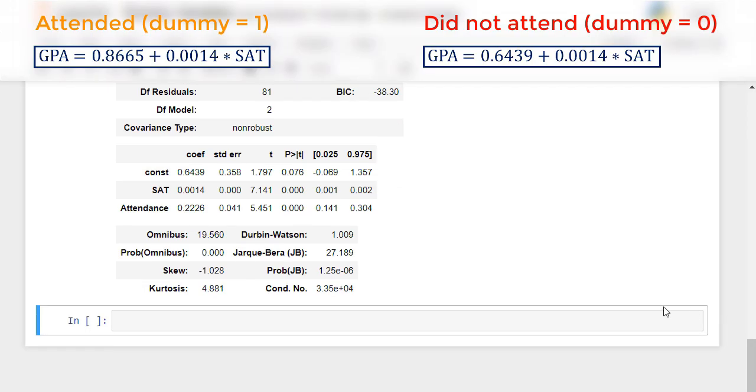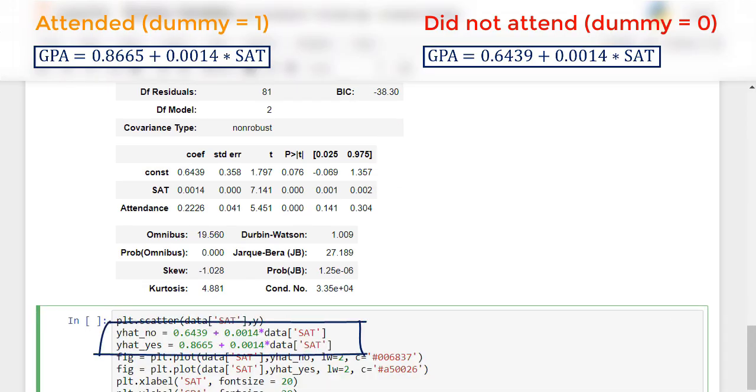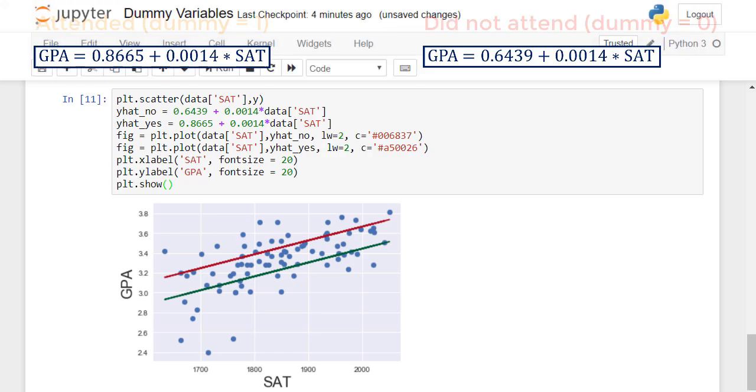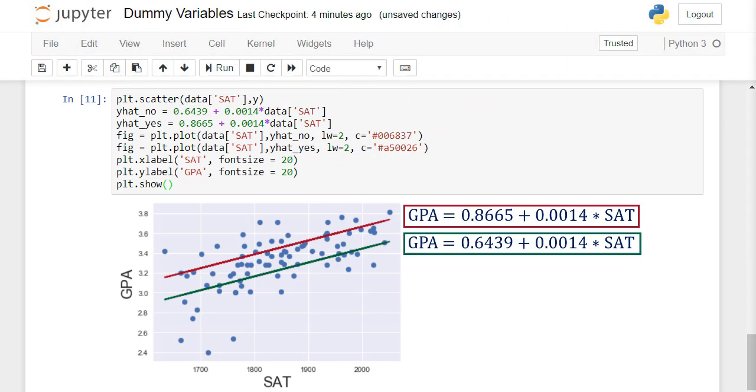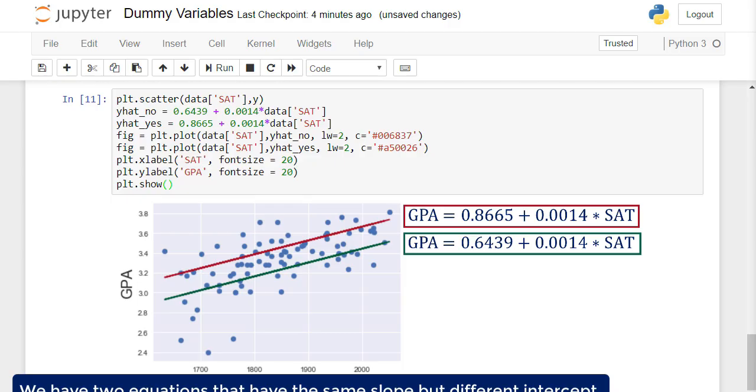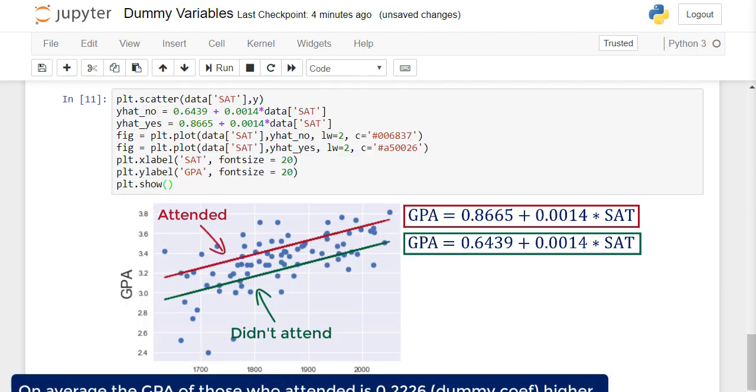There will be two equations, which I will call y hat underscore no and y hat underscore yes. They will represent the two equations we just talked about. Certainly, we can parameterize these equations, but there is no need for such a simple example. So, what we observe are two equations that have the same slope but have a different intercept. The students who attended are spread around the upper line. On average, their GPA is 0.2226 higher than the GPA of students who did not attend.